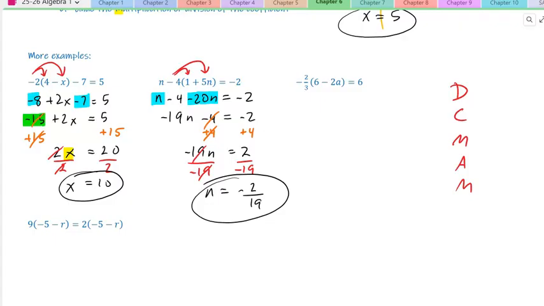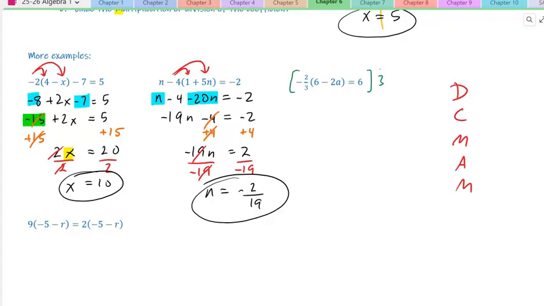Now let's take a look at the next one. -2/3 multiplied by (6 minus 2a) equals 6. So in this one, the first thing I want to do is see if we can get rid of that fraction. And I know a way. I'm going to multiply everything in here by the denominator of the fraction that's in the problem. So I'm going to multiply everything times 3.